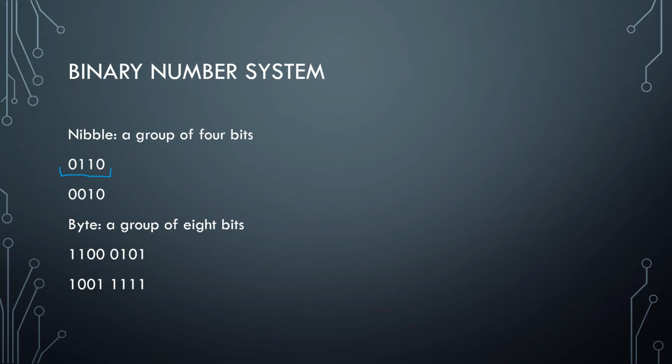This is typically the number that would get processed at a time. So you're processing a byte at a time. And a byte consists of 2 nibbles together right here. So if you were writing out a really long binary number, you would have a small space in between the nibbles and a little bit of a bigger space in between your bytes, your groups of 8 bits.